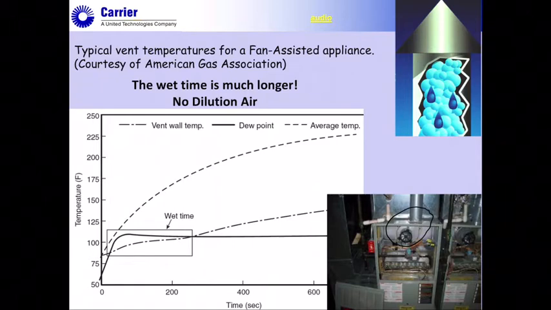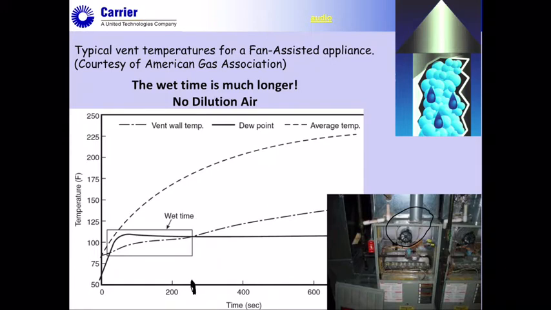If you look at this image, based on the unit that they tested, you can see that we're in excess of 200. So we might be at 250 seconds. That's a fair amount of time that there's going to be condensation in the system.